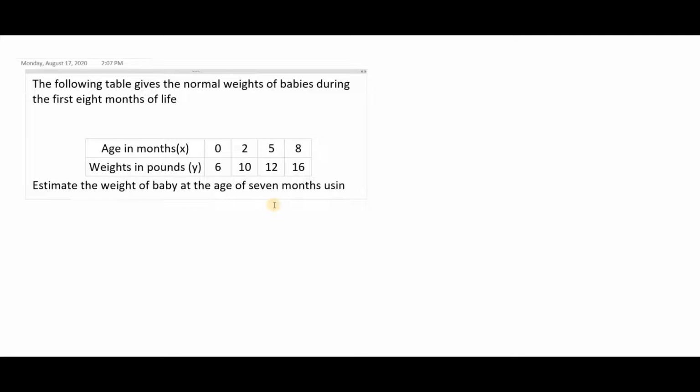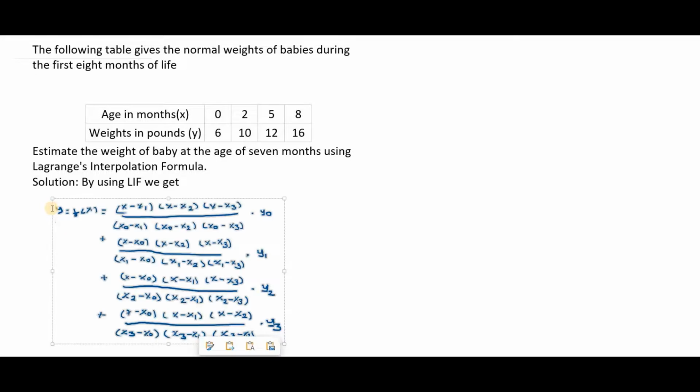Using Lagrange's interpolation formula. Solution. So now by using LIF, Lagrange's interpolation formula, we get. So I'll write the Lagrange's interpolation formula. Y is equal to f of x.